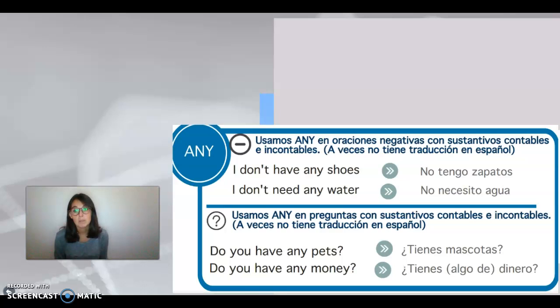Pero es porque estoy siendo muy específica. Si voy a ser específica, no necesito usar ni any ni some, right? Si es algo general, then any and some are very useful. I don't need any water, thank you.